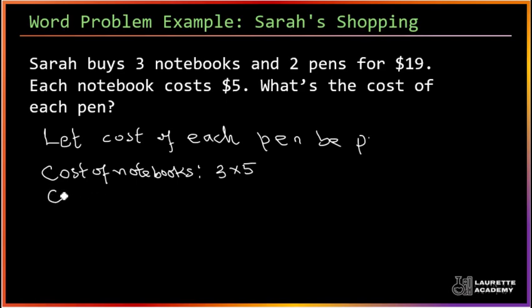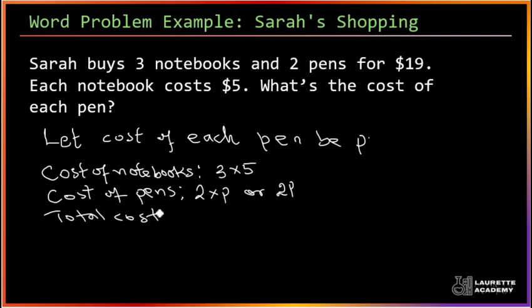Cost of pens. She buys 2, and we are calling the cost of 1 pen P. So that is 2 times P, or 2P. The total cost is $19.